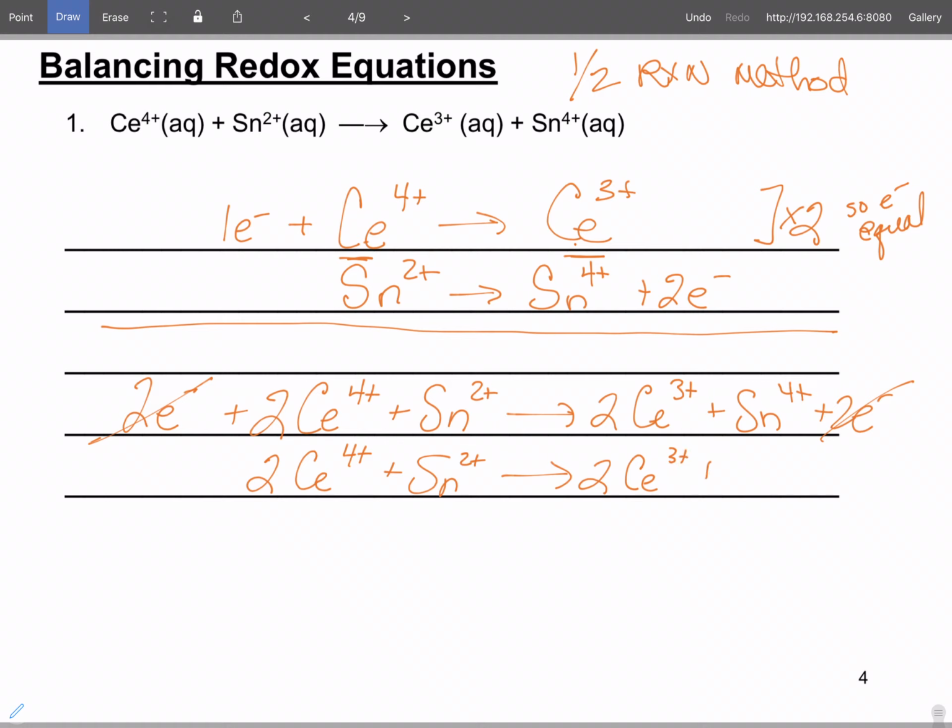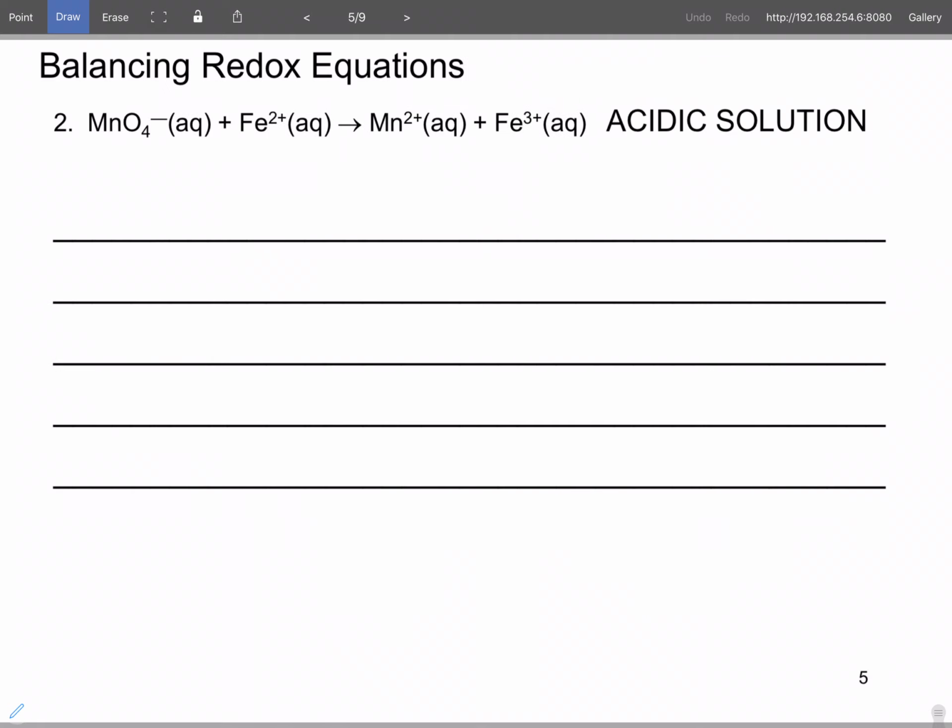So if we look at it, we now have 2 cerium, 1 tin, 1 tin. The total charge here is 8 plus 2 plus, which means it's 10 plus on this side. This is 6 plus, and this is 4 plus, so that means it's 10 plus on this side. So when you're done, not only are you going to check the mass balance, but you're going to check the charge balance. And the beauty is that if it mass balances and charge balances, you're correct. Okay? So you're done with the problem.